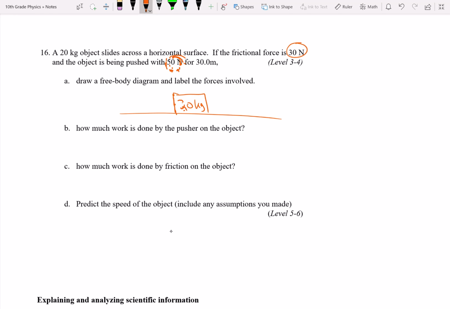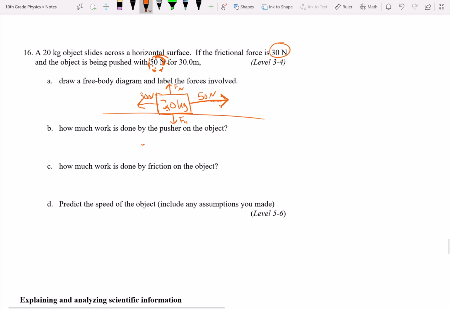Let's assume it's going this direction, which means our applied force is 50, right? There's also a frictional force pushing against it, which is 30. Notice how it's smaller because it's a smaller magnitude. And then we also have the force of gravity, and we have a normal or support force, right? And those two should be equal because it's not sinking into the ground and it's also not floating off into the air. Next is how much work is done by the pusher on the object.